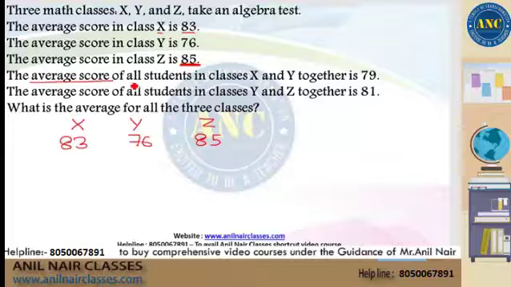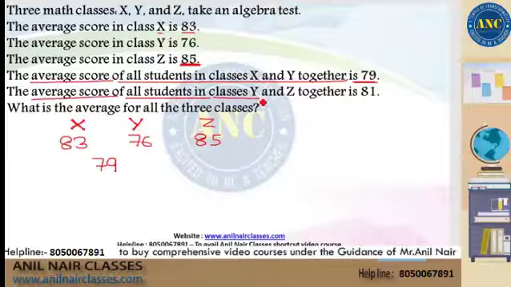The average score of all the students in classes X and Y together is 79. That means if I combine this X and Y together, average score is 79, which is nothing but my resultant. The average score of all students in classes Y and Z together is 81. If I combine these 2 classes Y and Z, my average score is given as 81. What is the average for all the 3 classes?